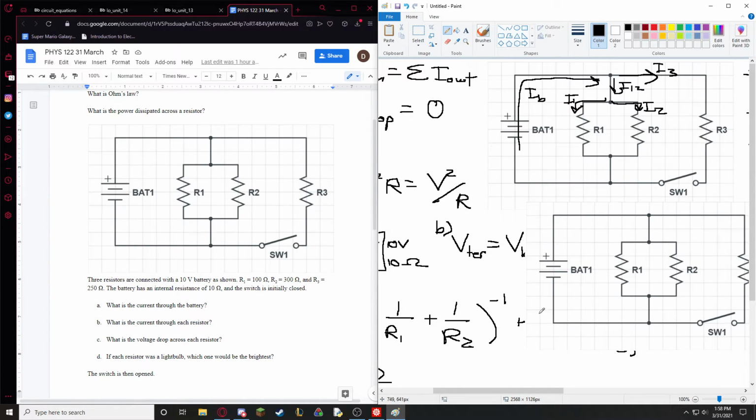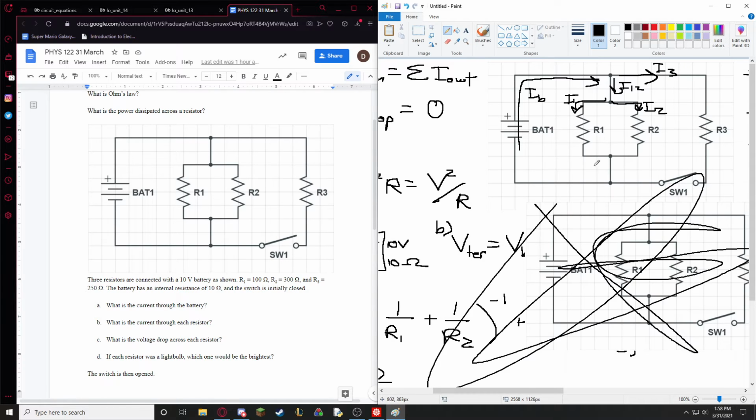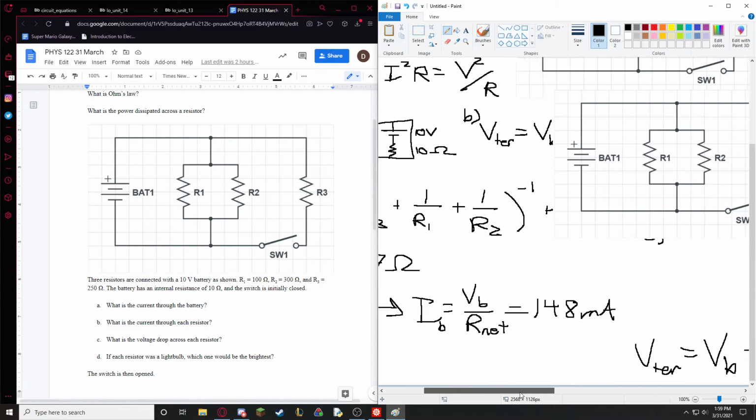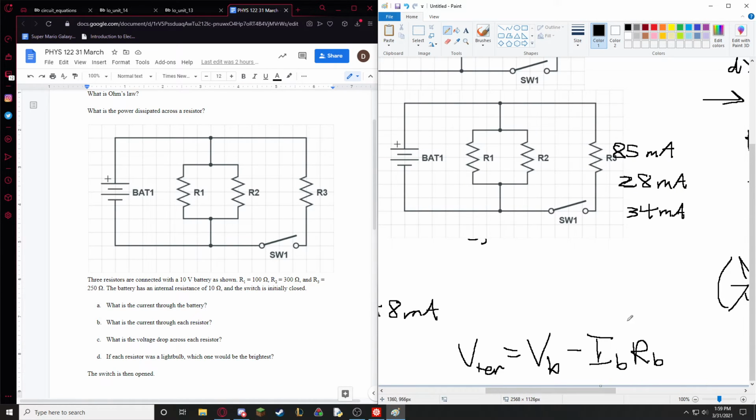And so the current through the battery goes down, which means our V terminal is equal to VB, which is a constant, minus IB times RB, the resistance inside the battery. So if the resistance goes up, this current goes down, which means our V terminal would go up ever so slightly, not by much. It might go from like 8.5 volts to like 9.